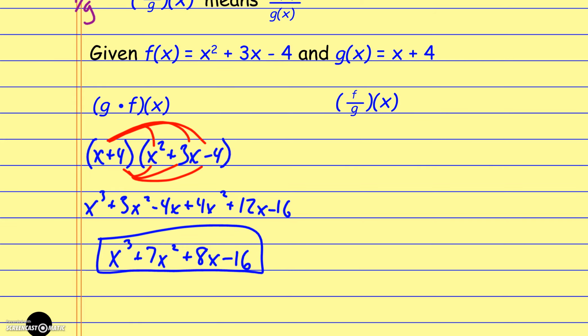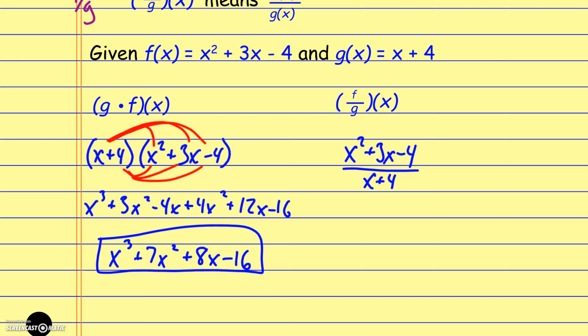When I look at the next one, again, the order here is important because I'm doing f divided by g of x, so I have to do the f of x function, which is x squared plus 3x minus 4, divided by the g of x function, which is x plus 4. And now from here, in order to do this division, I could do long division, or with this one, I would probably do synthetic division.